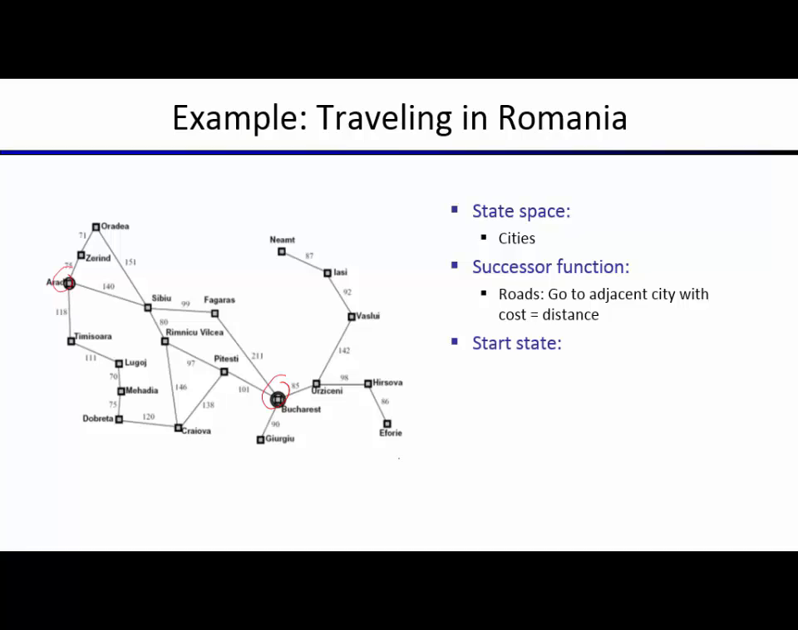The start state is where we start, so that's Arad. Then the goal test, in this case, there's only one goal state. It's whether you are in Bucharest or not. So the test is, is the state equal to Bucharest? And the solution would be some path that gets us from Arad to Bucharest, maybe this path over here, that's one, but there are other ones.